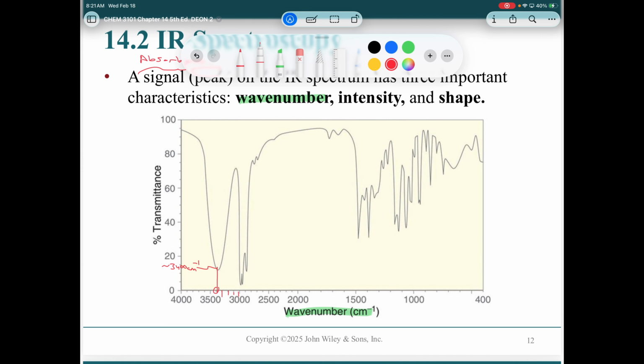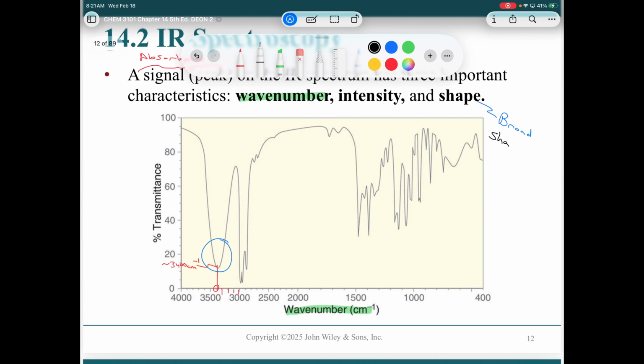Then we have the intensity. That's how much of it is absorbed. Okay, so we would say here that this peak has a very low transmittance. And so we would say that has a high intensity, whereas you would say something like this has a very low intensity, right? Very little there. And then we have the shape. You notice that some of these peaks are broad, like this one, and then some of them are sharp, right? You look for one that's sharp, something like this, right? So what we're going to do now is we're going to discuss the wave number.